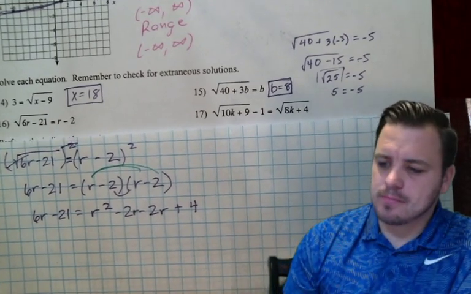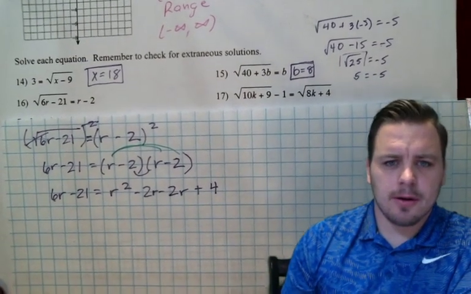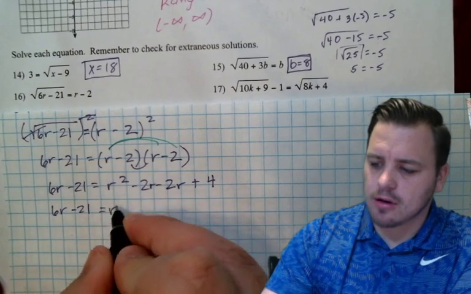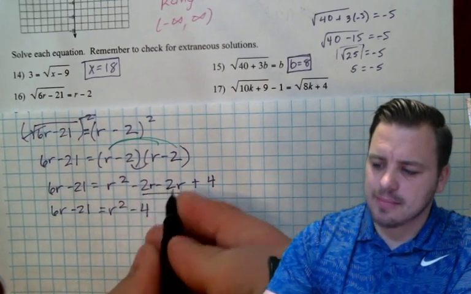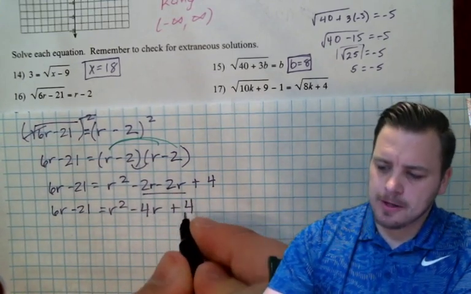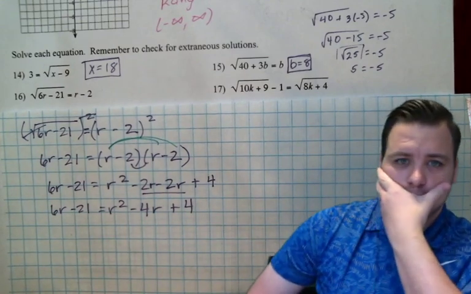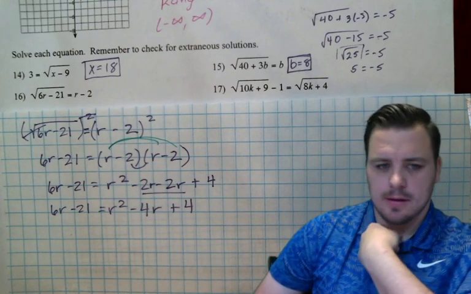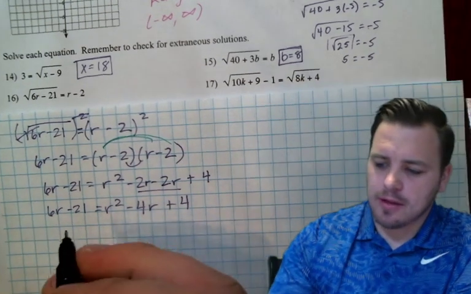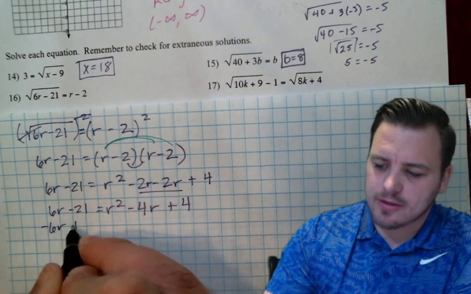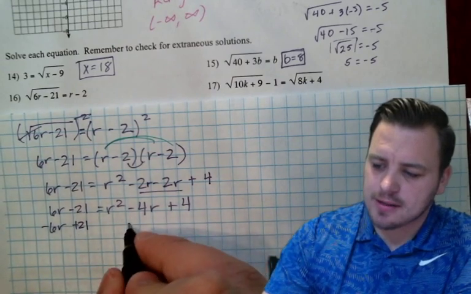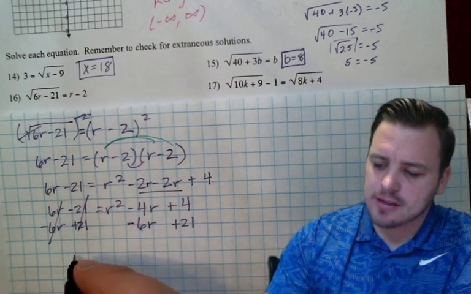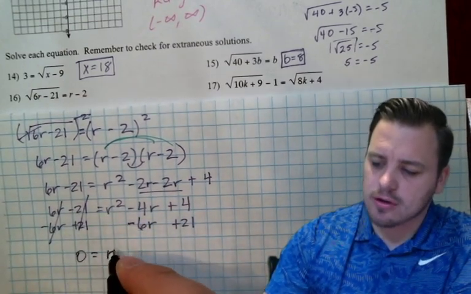Okay. So from here, I need to say 6r minus 21 is equal to r squared minus 4r. Let's combine that. Plus 4. We can then subtract 6r from both sides, add 21 to both sides. Subtract 6r, add 21. Cancels, cancels. 0 is then equal to r squared.